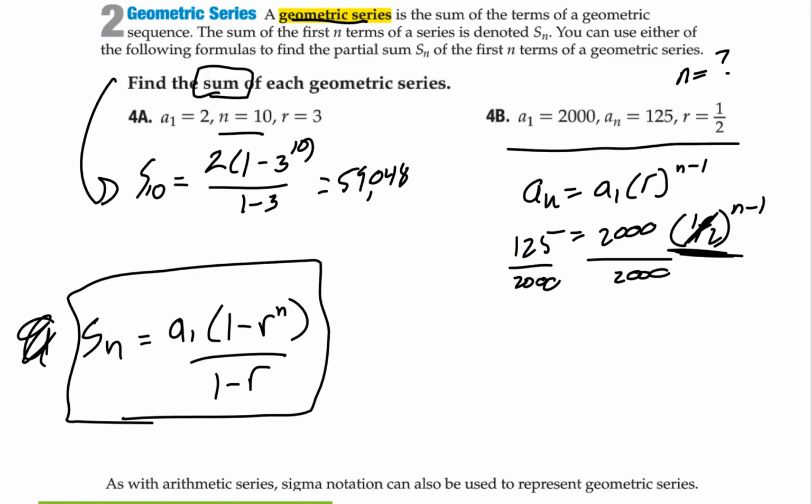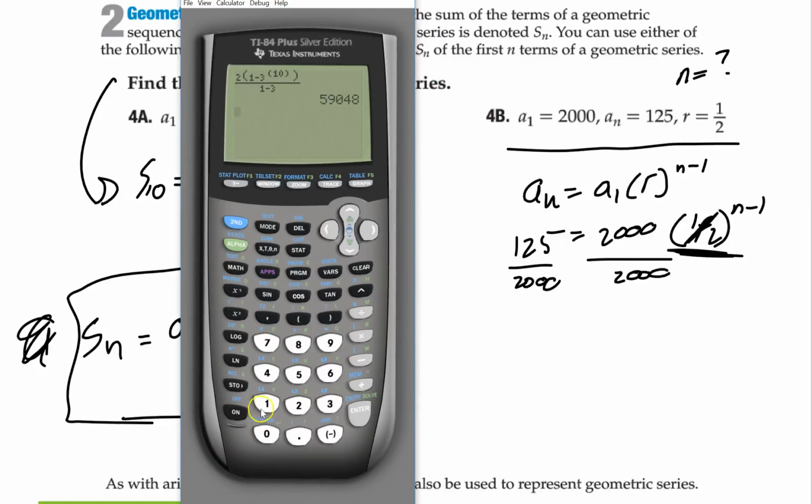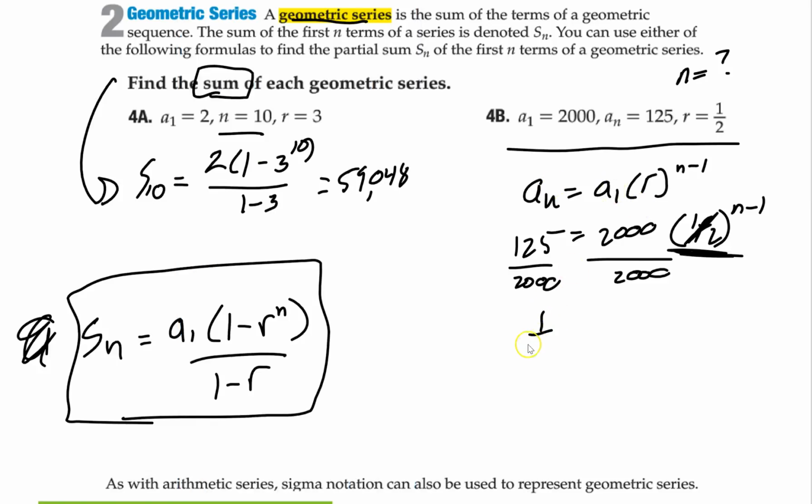Ooh, I don't know what that is. So I use the calculator. So 125 divided by 2000 is 0.0625. Let me do that in fraction mode. Math, fraction. 1 over 16. Same difference. So I get that equals 1 half to the n minus 1.